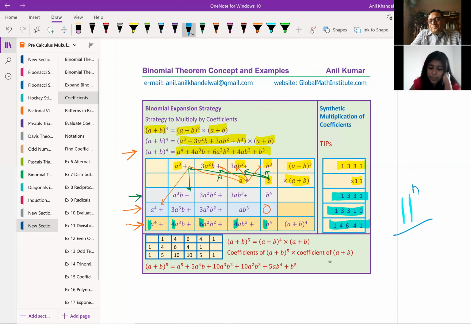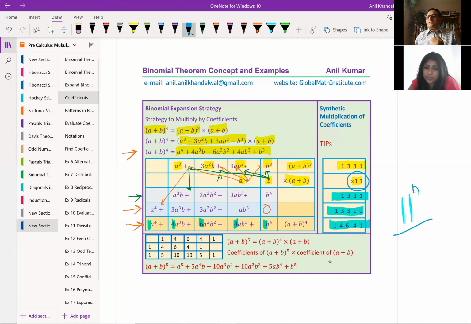Wait, so 11 to the power of n. So let's say we want to find... Oh, wait, I don't get 11 to the power of n. So I understood why you multiplied it by 11, but I don't get why it's to the power of n. Correct. So when you multiply anything by 11, you get 11 times that thing, right? So many times. Get it?